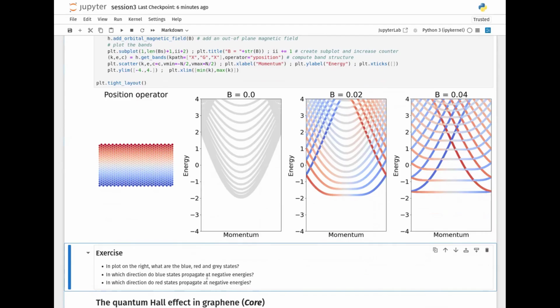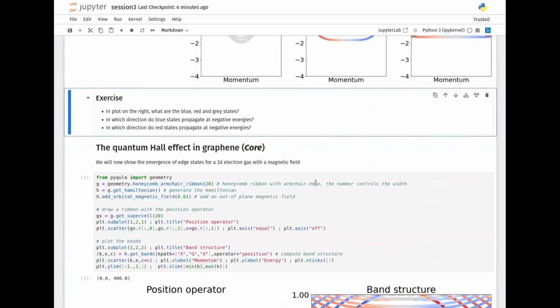In which direction do blue states propagate at negative energies? Well, this refers effectively to these states over here, and they propagate towards the right because the derivative of the energy with respect to the momentum is positive. And for the red states, they propagate towards the left because the derivative is negative.